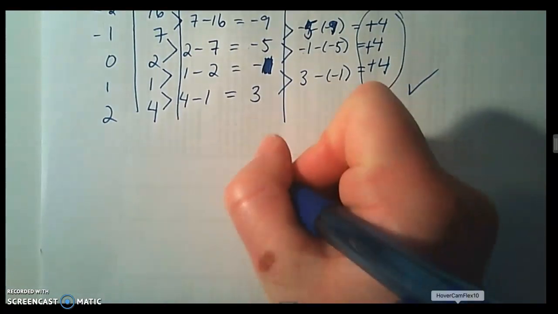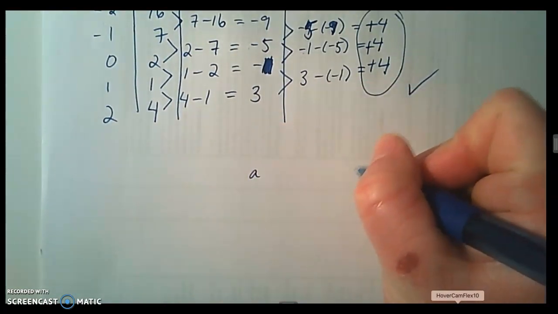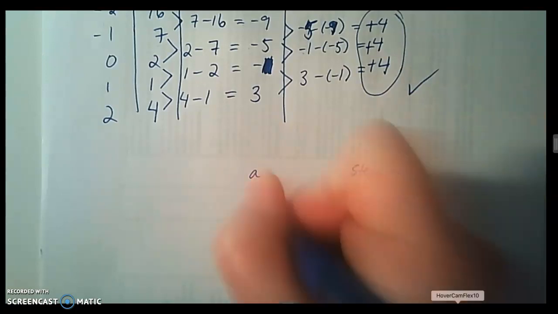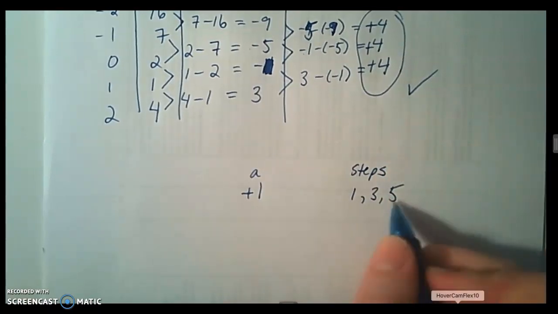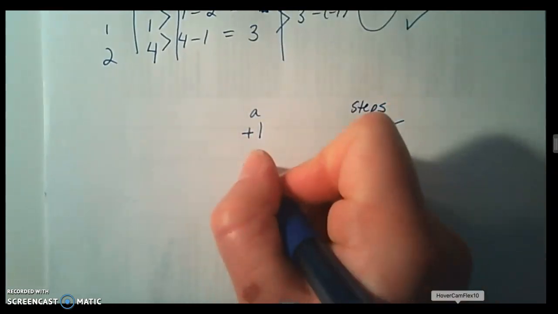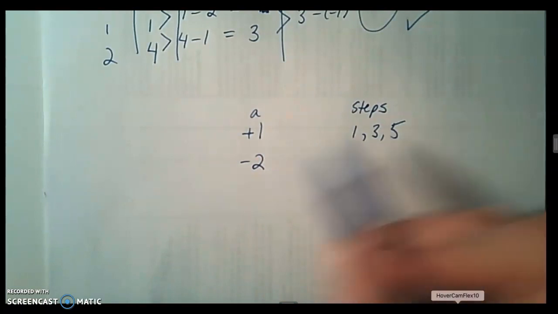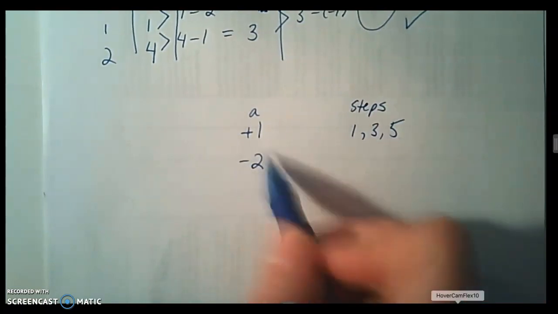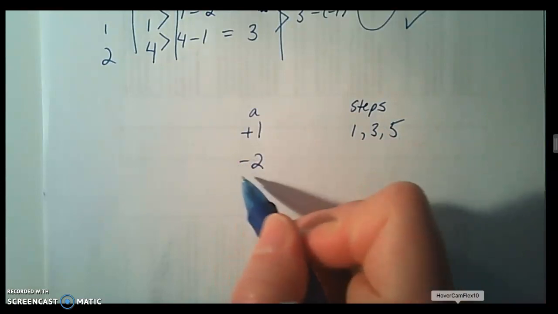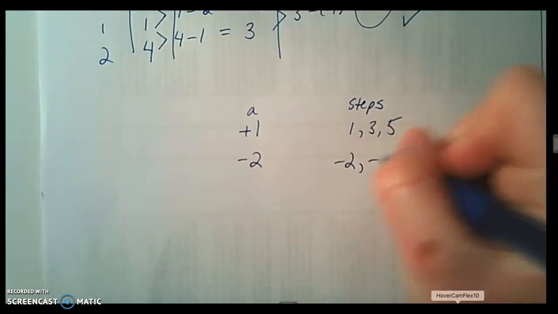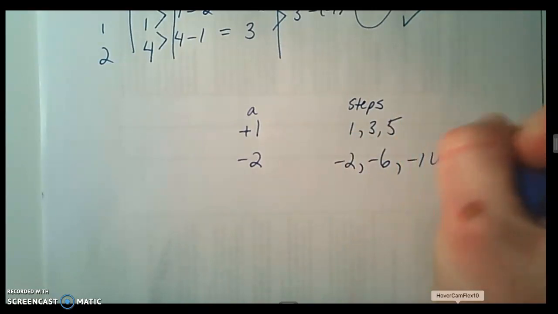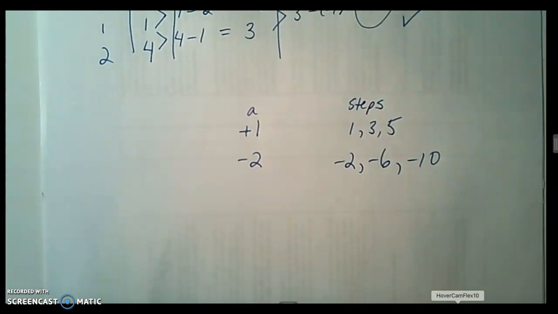Okay, so you have that first line there where you have your A value and then you have your step pattern. So when the A value was +1, the steps were 1, 3, 5. And that's sort of the basic shape of a parabola. If the A value changes, then we multiply all the steps by that same number. So if the A value happened to be -2, then my steps would become -2, -6, and -10.